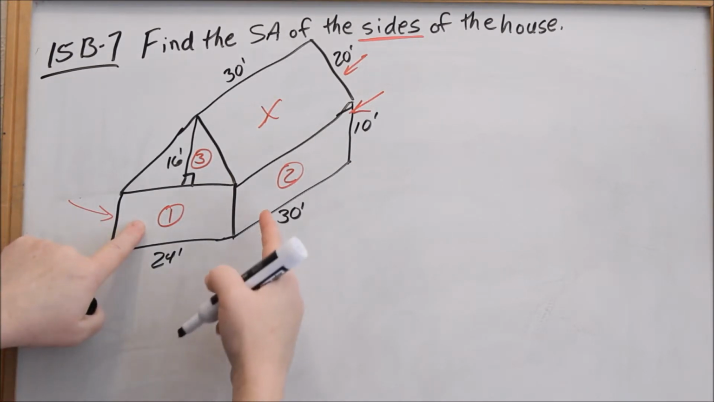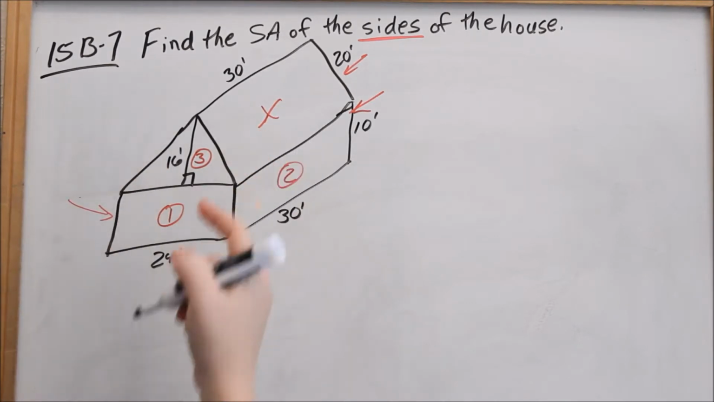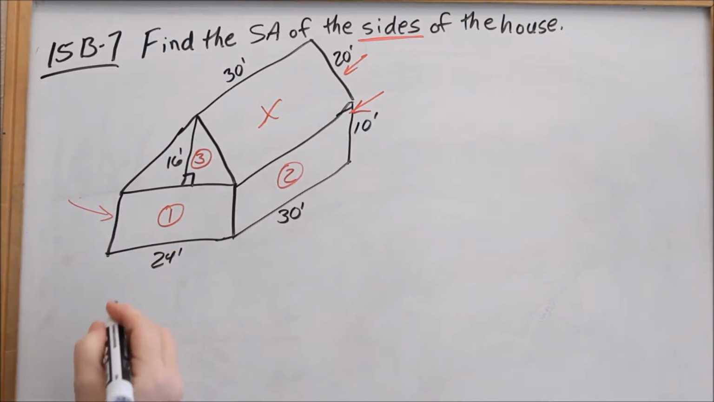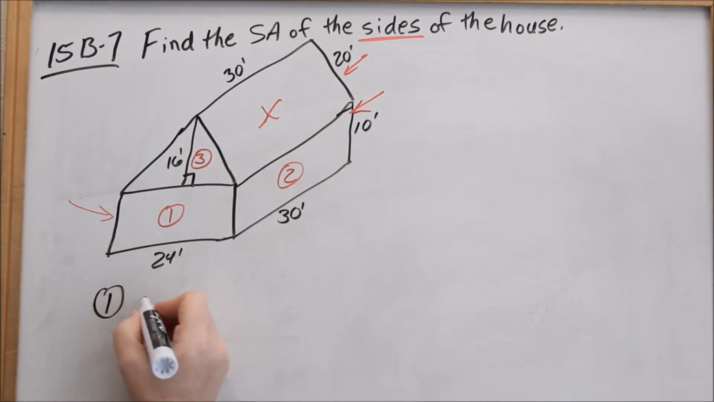Because that's the side of the house. This is the side of the house. This is the side of the house. Roof is not considered a side of the house. Okay? So let's do our first rectangle.